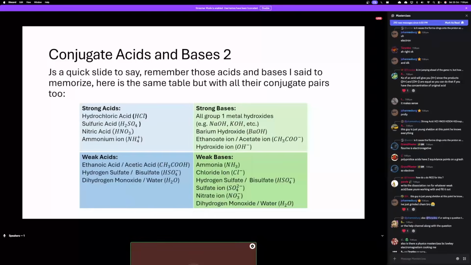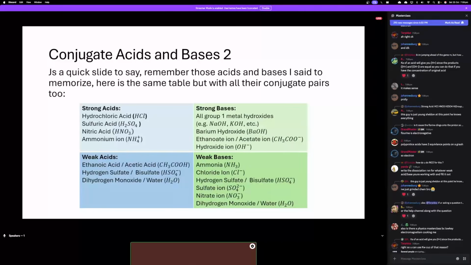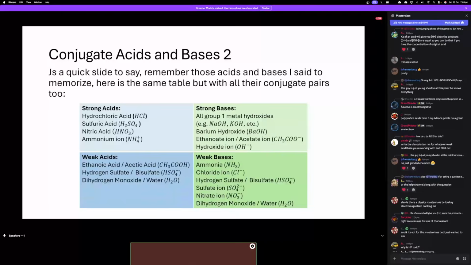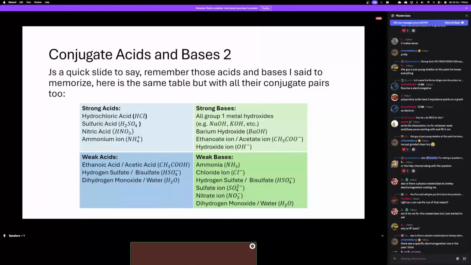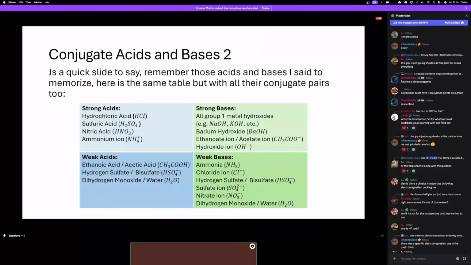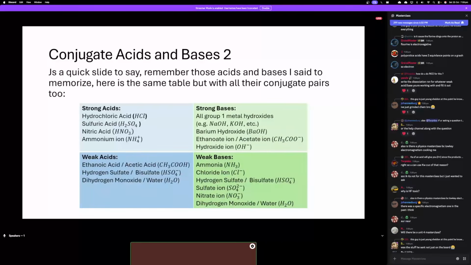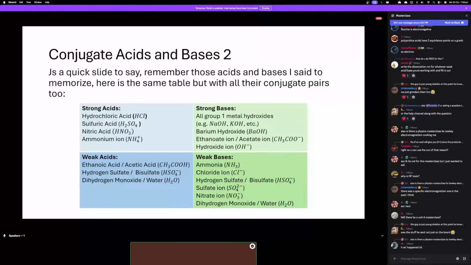This is a bit further, but remember that old table that I showed you earlier? This is an updated version with all of the conjugates as well. So it's all the base stuff and all the conjugates. If you want to screenshot it, you can. It'll be on the slides, but you don't have to memorize all of these. Memorize the one I showed earlier, and then just remember that the conjugate is the opposite.